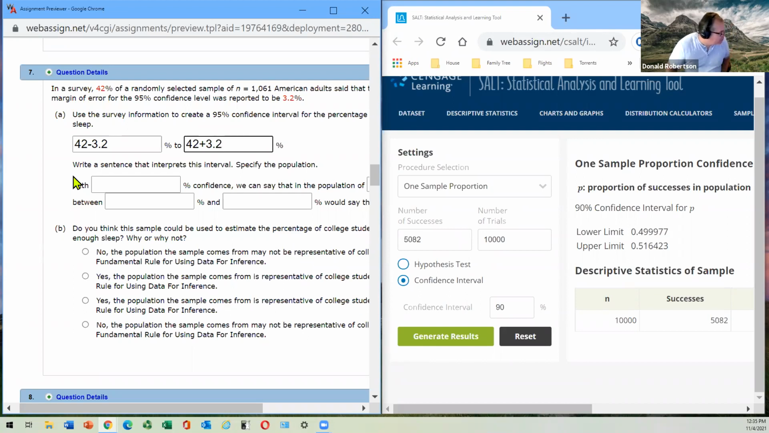And quick calculation in my head, 38.8. And if you add it, it's 45.2. Now, I didn't need a calculator to do that, right? Now, it then says, write a sentence to interpret what that looks like.